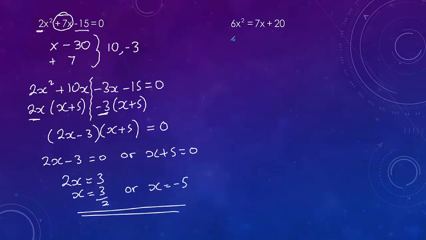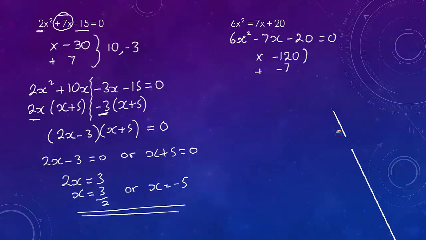Whenever you're solving a quadratic, you want everything on one side and have it equal to 0. Then we're going to do this same process. So 6 multiplied by negative 20, we want them to multiply to give us negative 120, and add to give negative 7. So we're looking for things that multiply to give us 120, add to give negative 7. And one of the numbers will be positive and the other one will be negative. And obviously this one is much harder than the previous one just because the numbers are bigger.